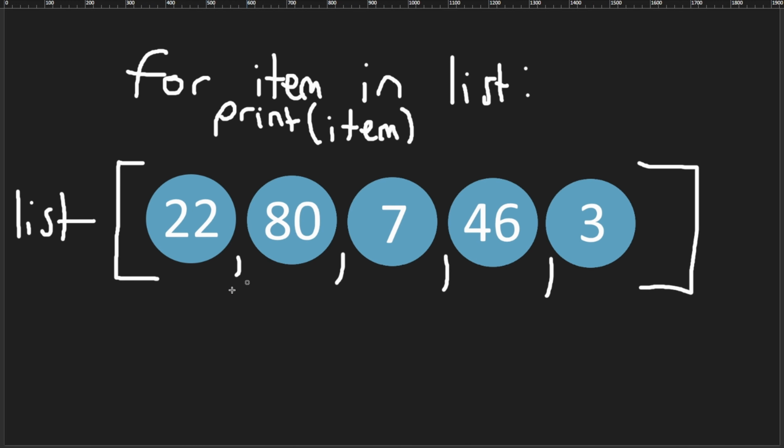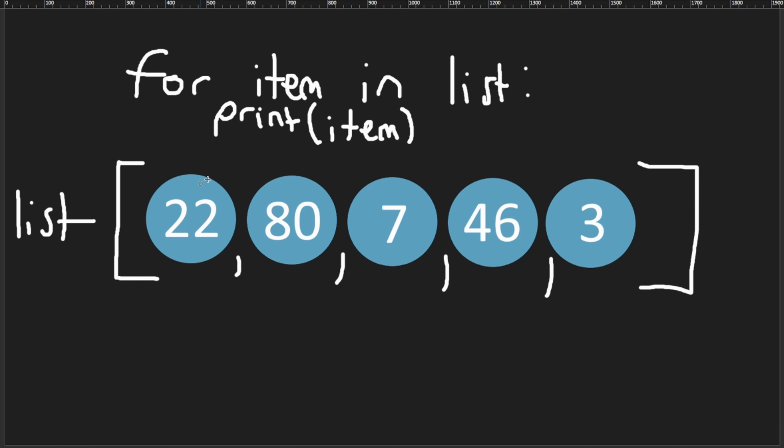So what's cool is this list says 22, 80, 7, 46, and 3, right? Well, what this code is going to do is say, okay, 22, we're going to print out 22, and then we're going to have a new line. And then we're going to go to 80, and then we're going to go to 7, and it's going to keep on going down the list until every single item has been printed.